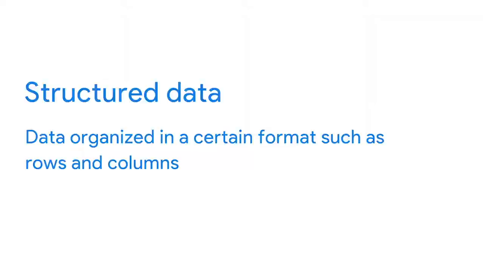A great thing about this data is that it's structured. Structured data is data that's organized in a certain format, such as rows and columns. Spreadsheets and relational databases are two examples of software that can store data in a structured way. You might remember our earlier exploration of structured thinking, which helps you add a framework to a problem so that you can solve it in an organized and logical manner.